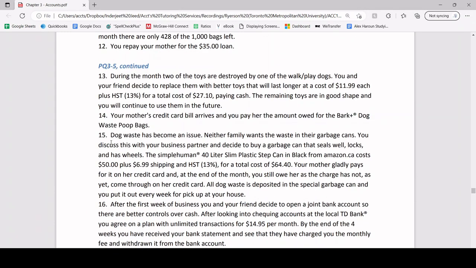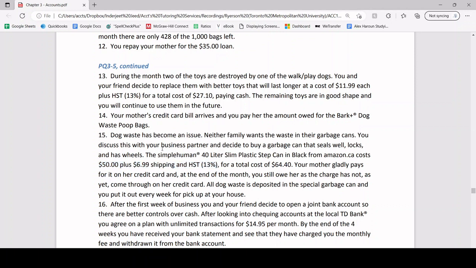Transaction number 15, dog waste has become an issue. Neither family wants the waste in their garbage cans. You discuss this with your business partner and decide to buy a garbage can that seals well, locks, and has wheels. So this specific garbage can that we buy costs us $50 plus 6.99 shipping and HST of 13% for a total cost of 64.40. So the total cost is already calculated for us. We can ignore everything else.